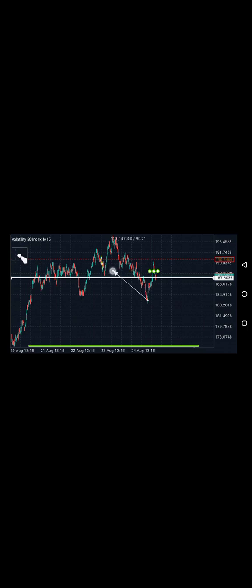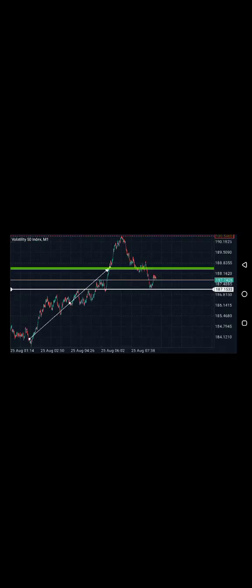So let's look at the 15-minute time frame here. Okay, sell limit was at this point. So my sell limit was at this point and it reversed above this point also. So let me take you guys back to the chart.